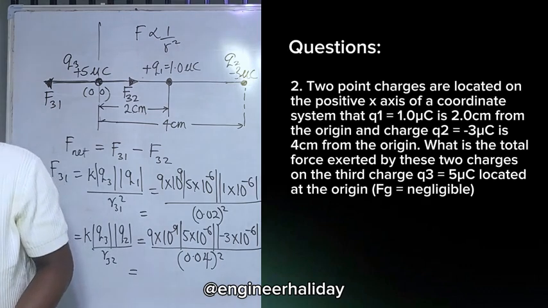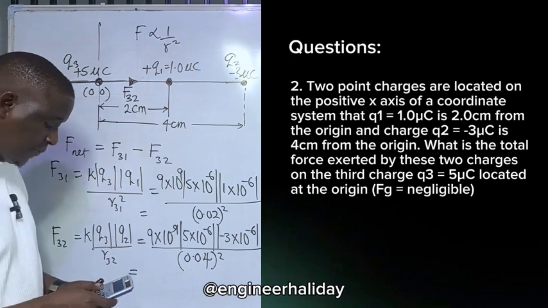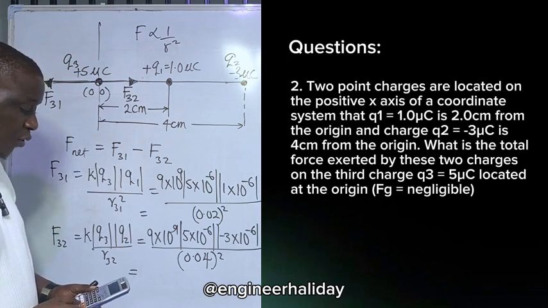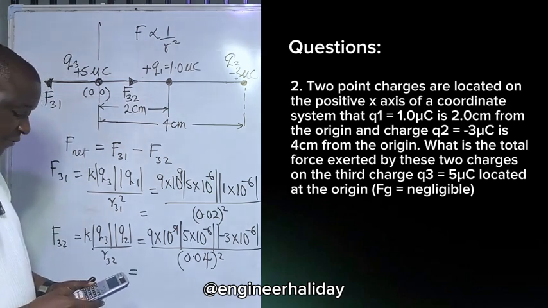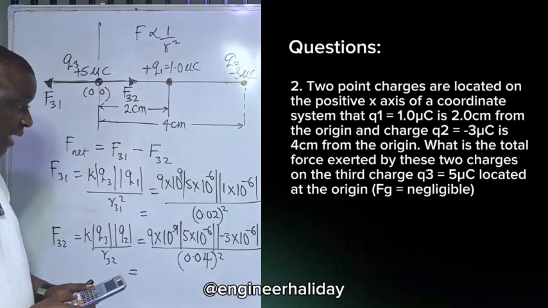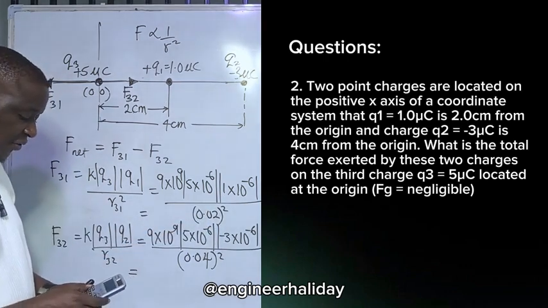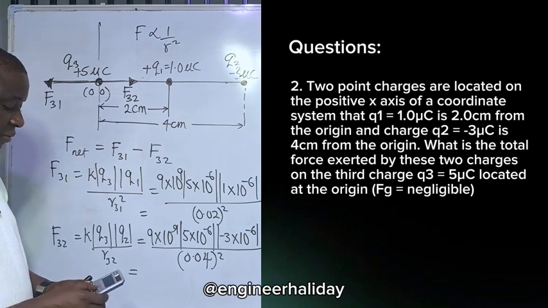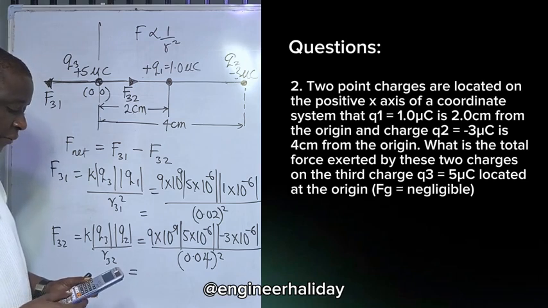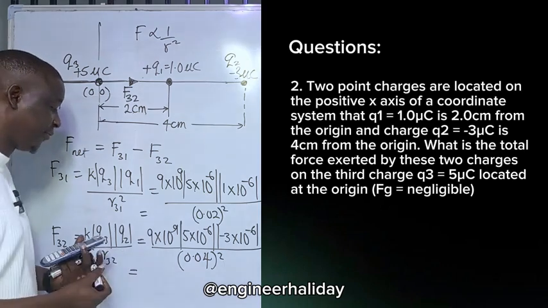Now let's press our calculator, if you have a calculator with you. So 9 times 10 to the power 9, multiplied by 5 times 10 to the power minus 6, multiplied by 1 times 10 to the power minus 6. Don't forget, the denominator is 0.02 all squared. So you get your answer. The first answer is 112.5.